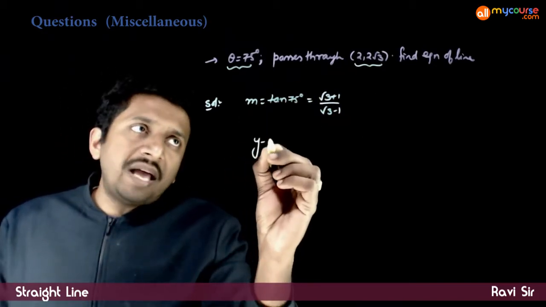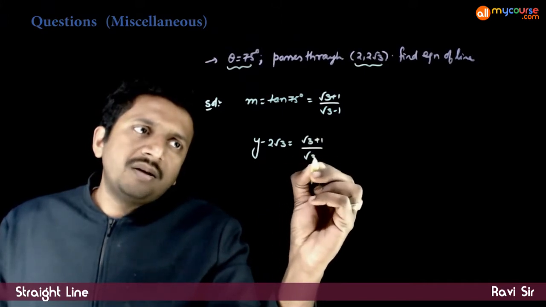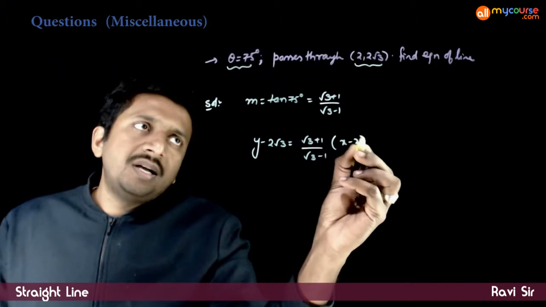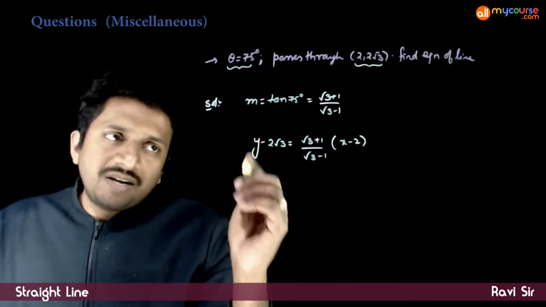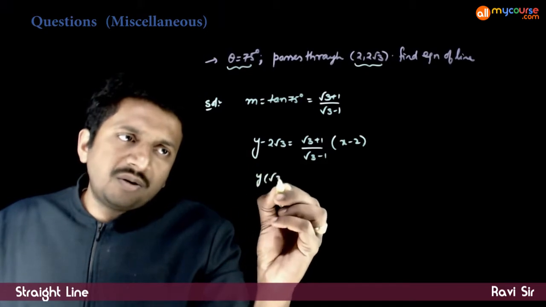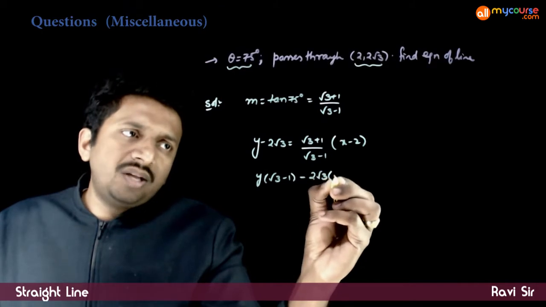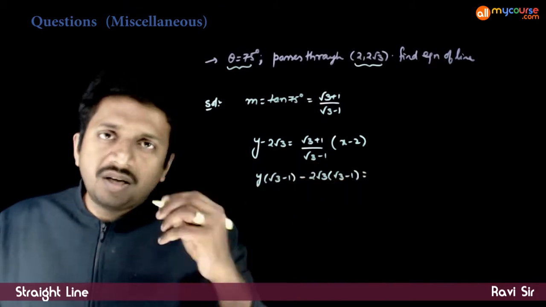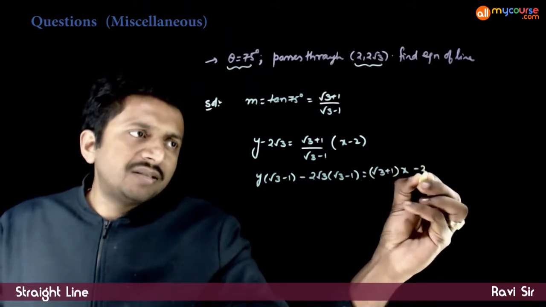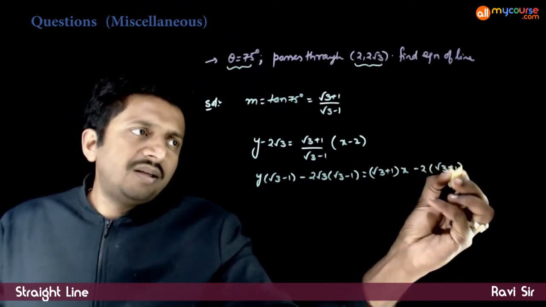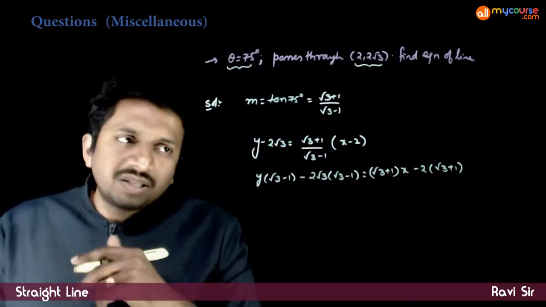So the equation is y minus y1 is equal to (√3 + 1)/(√3 - 1) times (x minus x1). You can just cross multiply this. So y times (√3 - 1) minus 2√3 times (√3 - 1) is equal to (√3 + 1) times (x minus 2) minus 2 times (√3 + 1).